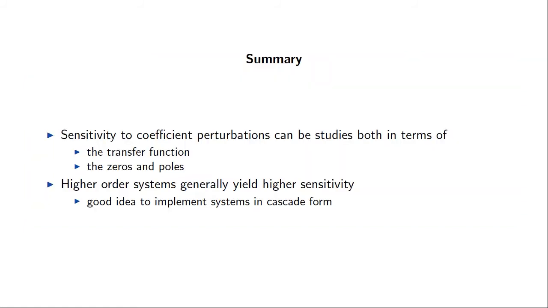So to summarize, we've seen that the sensitivity of a particular filter implementation can be studied both in terms of the effect it has on the transfer function and the effect it has on the zeros and the poles. In both cases, we get the result that higher-order systems generally have higher sensitivity to quantization of the particular coefficients within the circuit implementation. So a way to combat this higher sensitivity of higher-order systems is to break them into a cascade form and implement them as a series of lower-order systems, where each such lower-order system has lower sensitivity to the quantization effect on the coefficients that are involved within that particular subsystem.